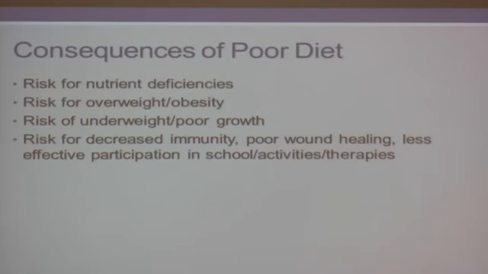All right, so just in summary, we can list the consequences of a poor diet. So there's risk for nutrient deficiencies, as we've mentioned already, risk for overweight or obesity. Certainly on the other end of the spectrum, risk for underweight or poor growth, and risk for decreased immunity, poor wound healing in some situations, and less effective participation in school and other activities. Okay, any questions so far?